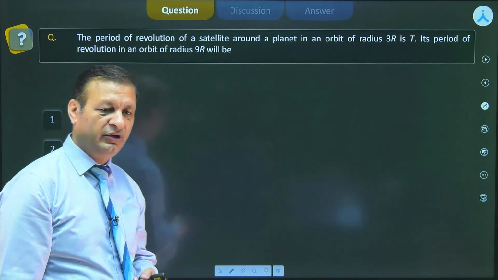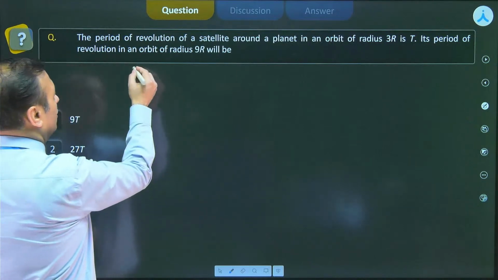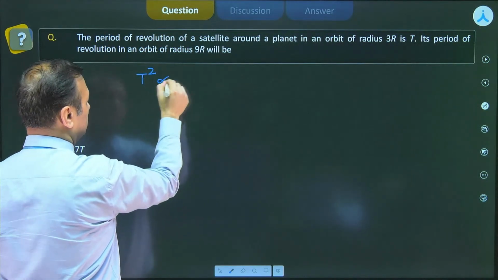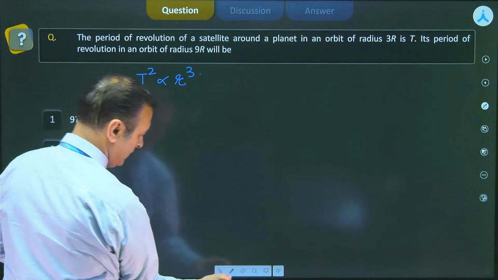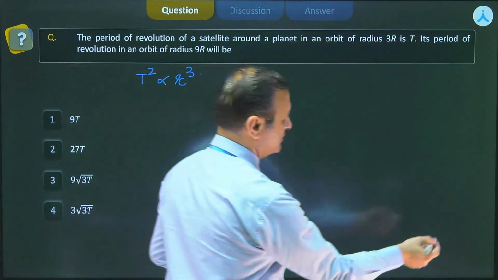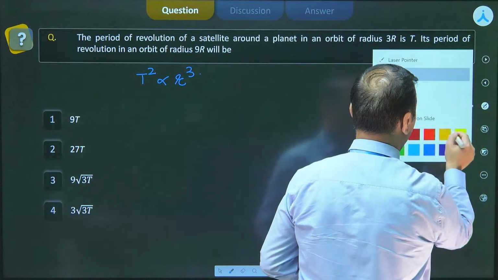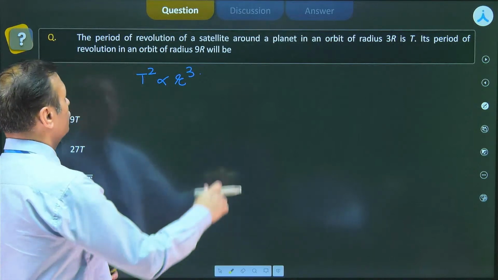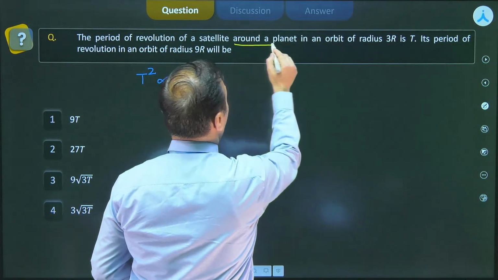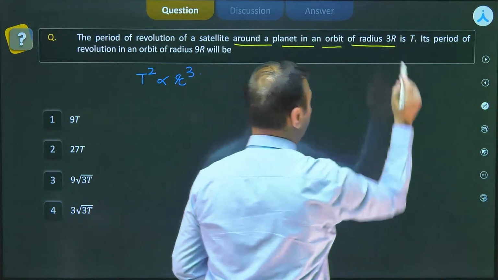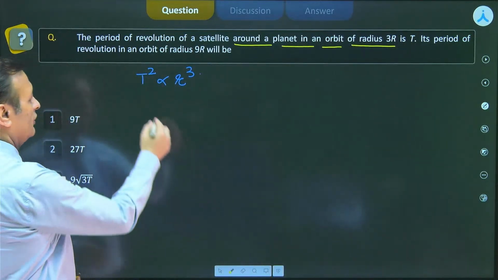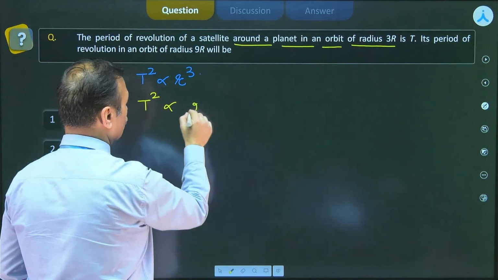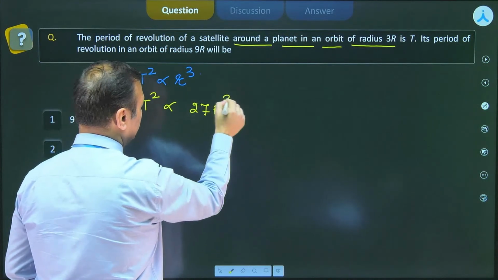Good, Aditya. Now, as per Kepler's law of periods, T square is directly proportional to r cube. Make it a point that small r is the radius of the orbit. We have to be very clear. The revolution of a satellite around a planet in an orbit of radius 3r is T. So T is already known to us for the orbital radius 3r. The cube of this 3r will give you 27 r cube.